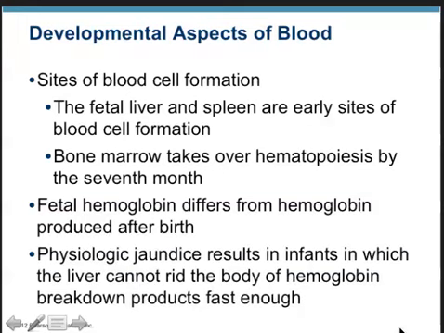Physiological jaundice can result in infants whose liver cannot rid the body of hemoglobin breakdown fast enough. And so what will happen is that there will be a yellowing of the skin, which is the result of the buildup of some of these breakdown products, bilirubin, in the skin. You'll also see a yellow cast to the sclera of the eyes.